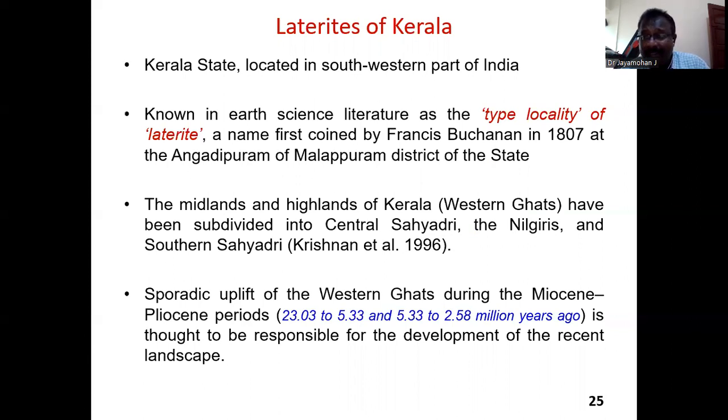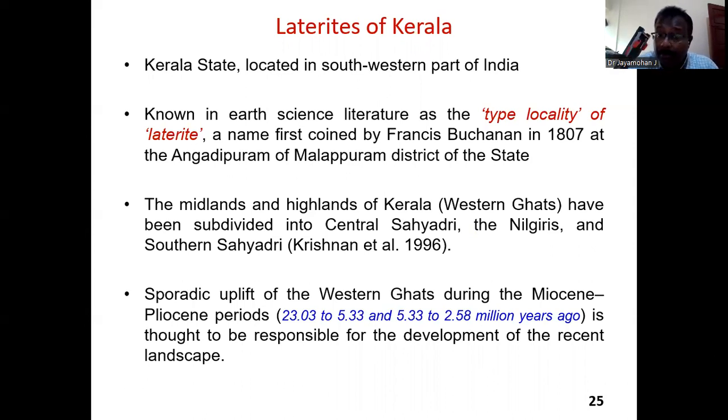This term laterite was initially coined by Francis Buchanan. The Midlands and the highlands of Kerala, which we call the Western Ghats, are subdivided into three portions: the Central Sahyadri, the Nilgiris, and the Southern Sahyadri, by Krishna et al. in 1996.